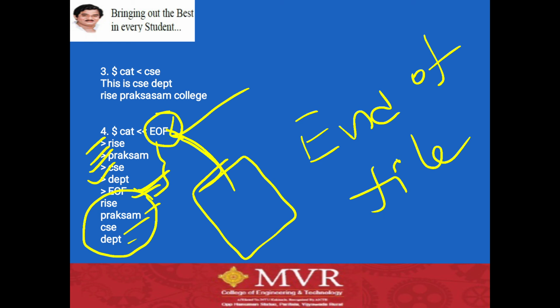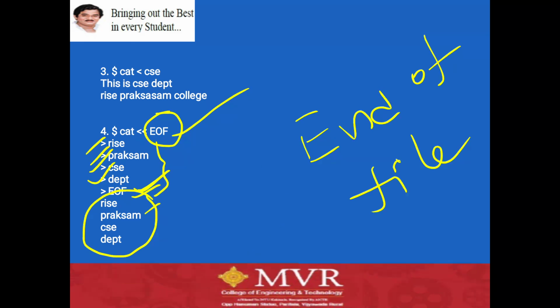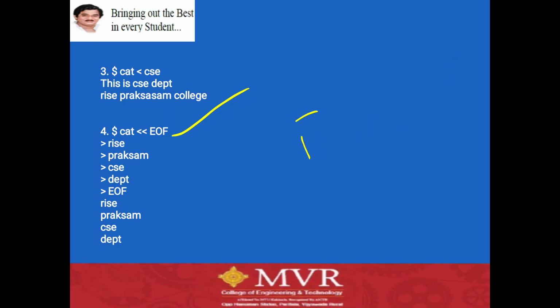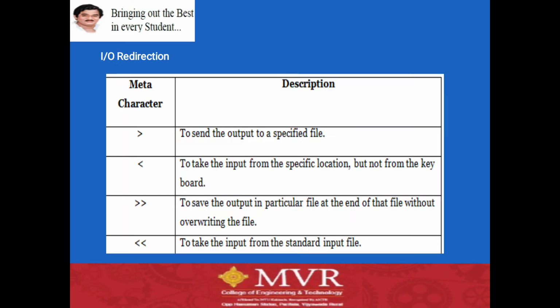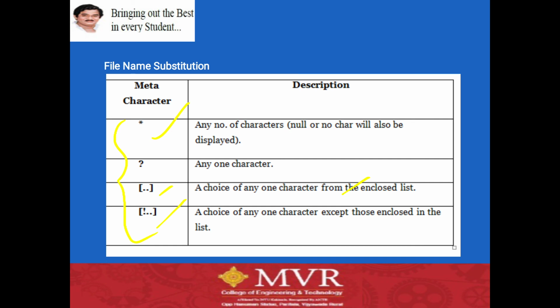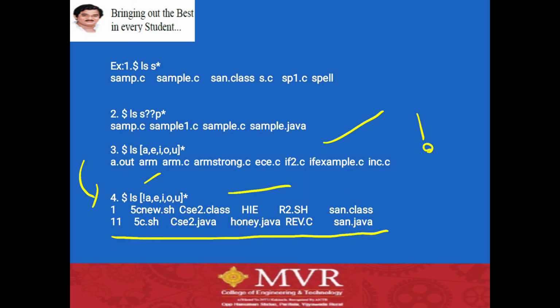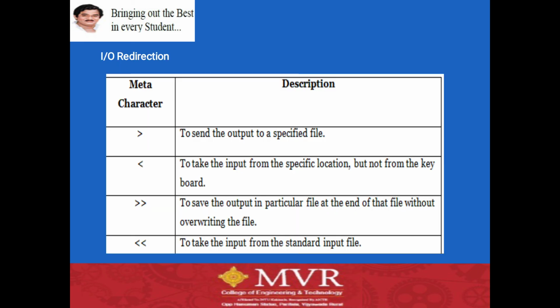Okay, so these are the first 2 categories we have discussed till now. Each category has 4 meta characters. The first one is file substitution, where we discussed 4 things: star, question mark, range and not range. And then in the IO direction we discussed greater than, less than, double greater than, double less than. These are the 8 meta characters we have discussed till now. In the next class we are going to discuss the other 3 categories and the meta characters they have, with examples. Okay.